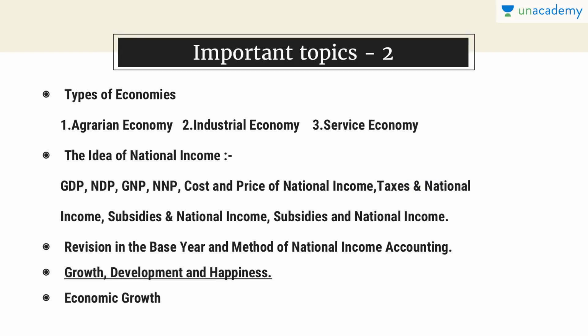Now what are the types of economies? Agrarian economy, industrial economy, service economy. So you need to understand this as well. Then the idea of national income. What is GDP? What is NDP? What is GNP? What is NNP? What is cost and price of national income? Taxes, national income, subsidies, and national income. Okay, then revision in the base year, method of national income accounting.